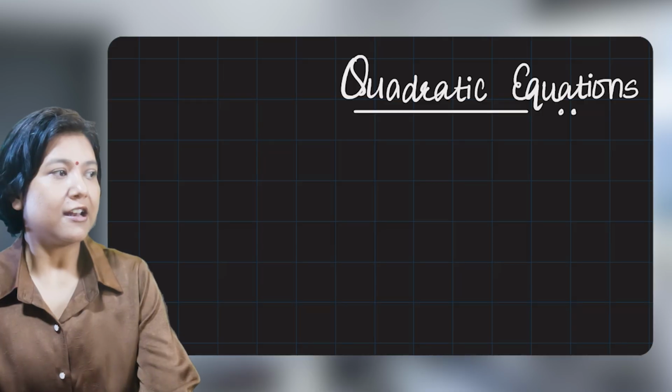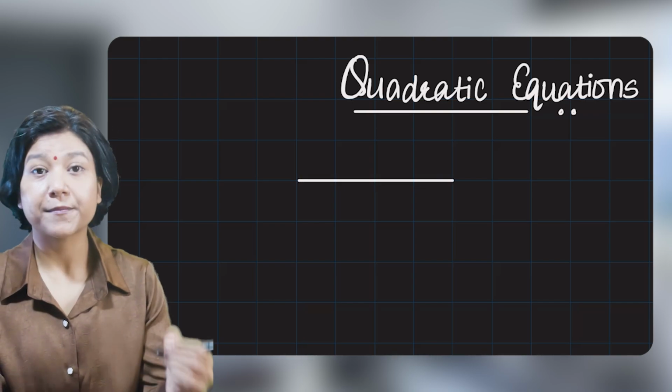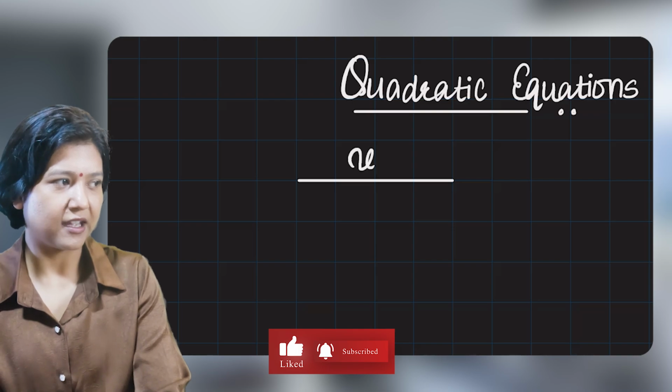What are quadratic equations? Before we begin with quadratic equations, we have already understood the linear equations, or what linear means. Linear equations form the first type of algebraic equations. Linear is anything that represents a straight line, or that is written as x plus something, x minus something, a linear expression.